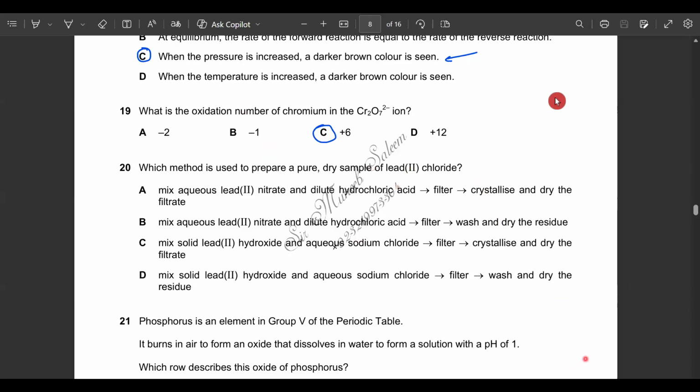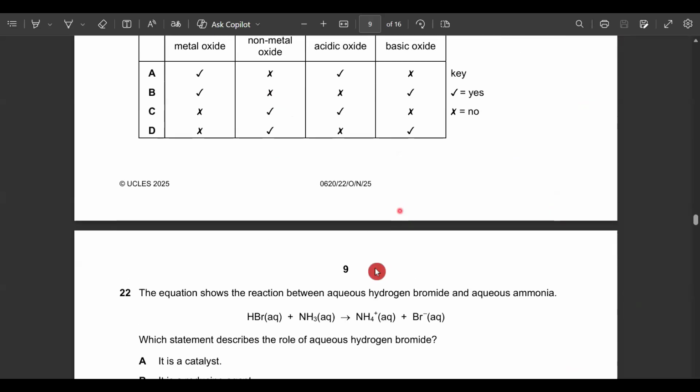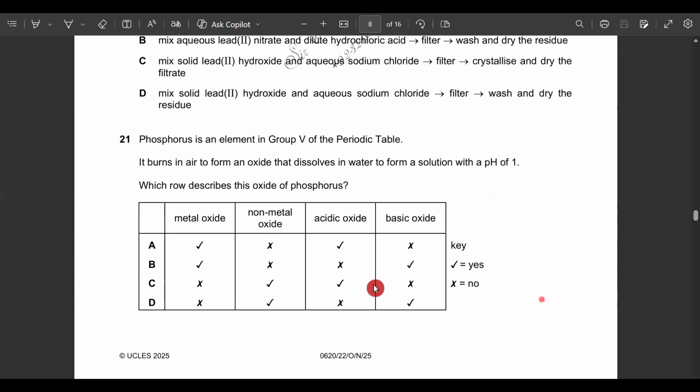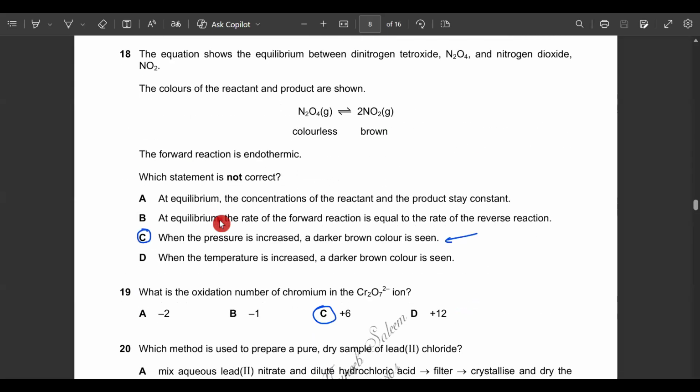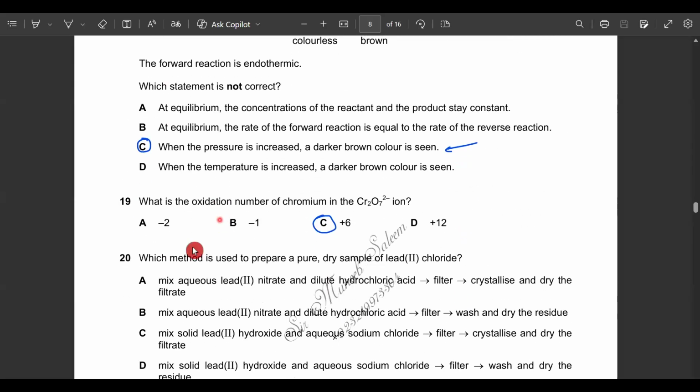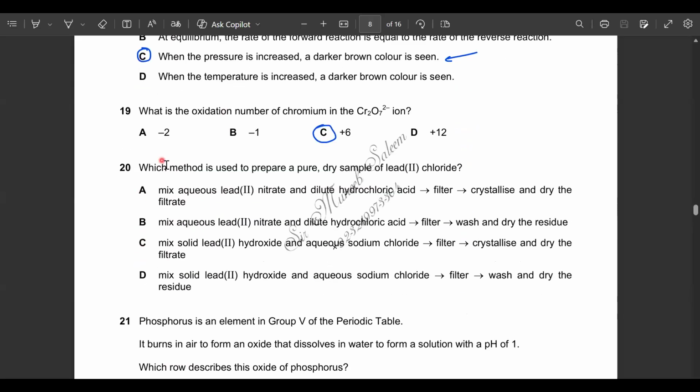So today we will be doing the questions of the second variant of October 2025 MCQs. Question number 21. Phosphorus is an... no, we will do from question number 20. Question number 20. Which method is used to prepare a pure dry sample of lead chloride?